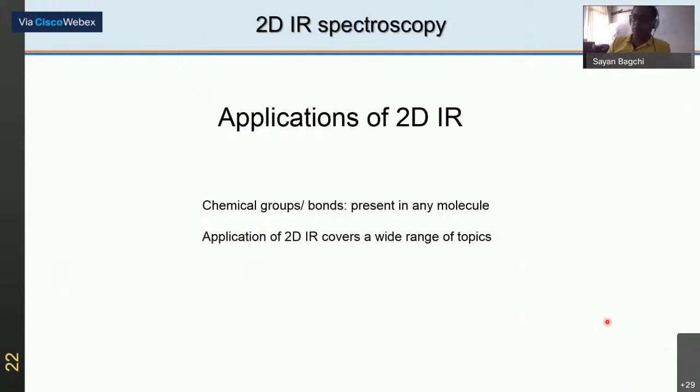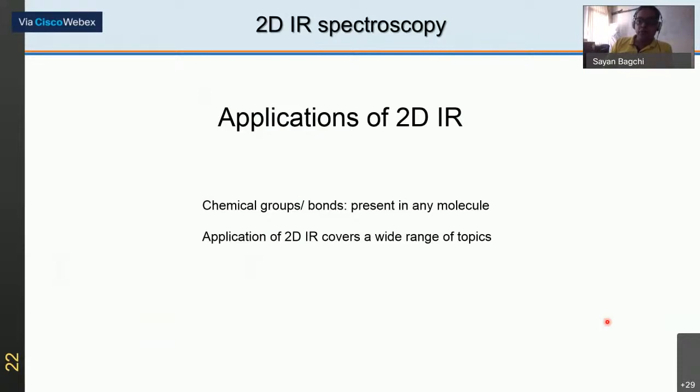Now we have talked about 2D IR and the different kinds of dynamics, one in the fluctuations and the other in the chemical exchange. Now we will talk about the applications of 2D IR.